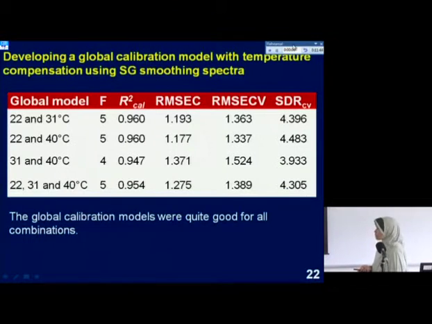And then, instead of using the local calibration model, we develop the global calibration model. And for this, we combine 2 or 3 different temperatures. And this is the result. The global calibration models were quite good for all combinations, with high coefficient of determination and low error in both calibration and validation, and high standard deviation ratio.